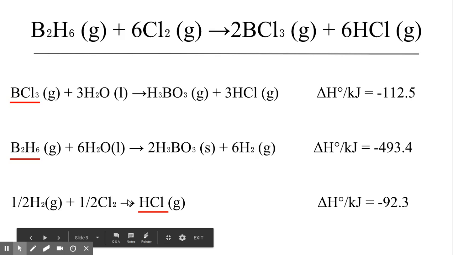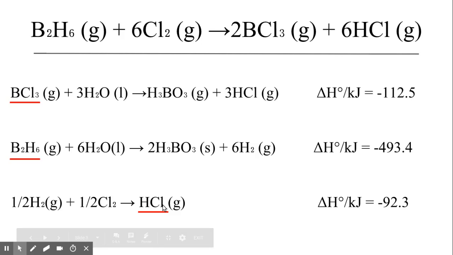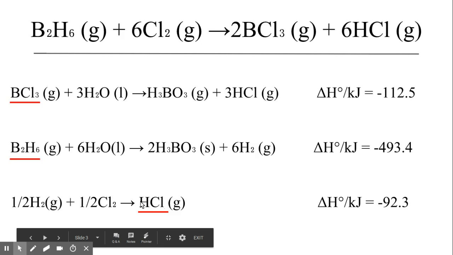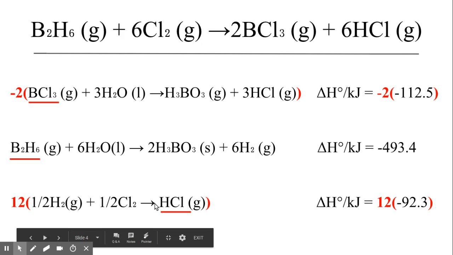Our next step, we notice that this one's got a Cl, which is helpful for us because we have a Cl here, and they're both in the reactant. But our main focus is the HCl. There's an HCl on the product, and this is the product as well. However, the quantity of moles are different, so we're going to be multiplying that by 12.